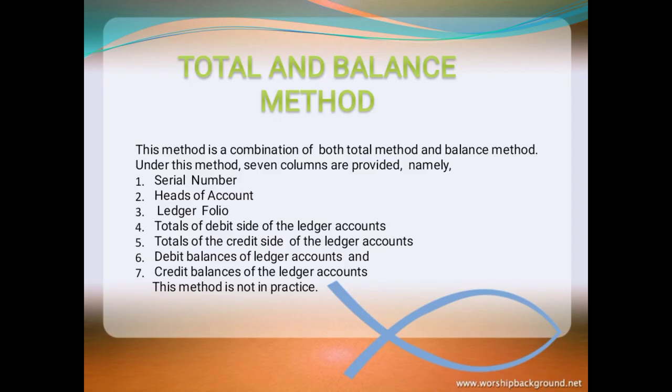Under this method, there are 7 columns that we have to provide. First is your serial number, then second is your head of the accounts, then the ledger folio, then the fourth column is the total of the debit side of the ledger account, the fifth column is the total of the credit side of the ledger account, the sixth column is the debit balance of ledger accounts, and the seventh column is the credit balance of the ledger accounts. Usually this method is not in practice. The best method is the balance method that most accountants adopt in order to check the arithmetical accuracy of books of accounts.